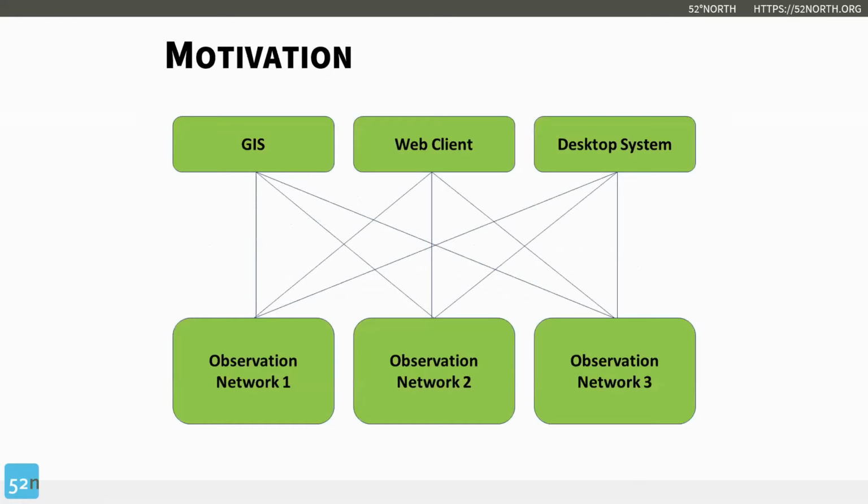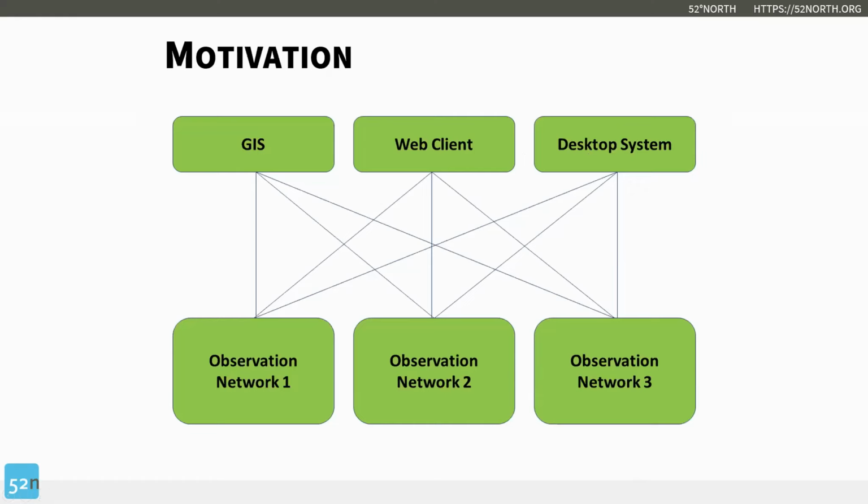To illustrate a bit more why standards help us in practice, let's consider you have three different observation networks. These are shown here below. Each of these networks is providing us different types of observation data, and each of these observatories is also using different protocols, different data formats. And then you have different data consumers. One may be some GIS, where people want to do some spatial analysis. There may be web clients for presenting the data on the web, or other desktop systems where you would like to do some complex statistical analysis, like, for example, R.